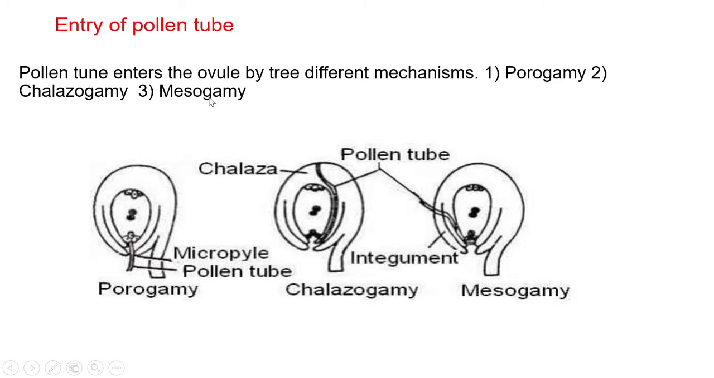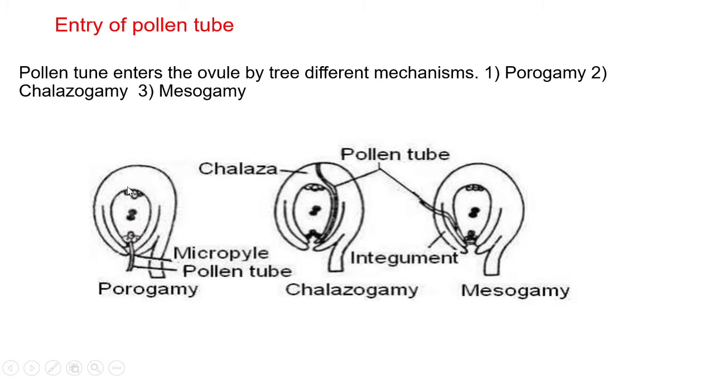The pollen tube enters the ovule by three mechanisms: porogamy, chalazogamy, and mesogamy. Now these are the integuments. At the center, you will see the embryo sac. This is the small opening of the ovule. It is called the micropyle, and these are the pollen tubes.